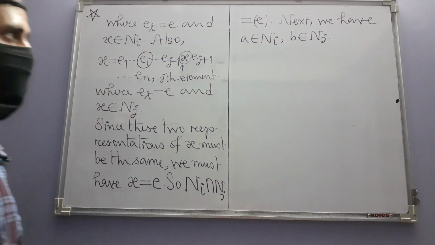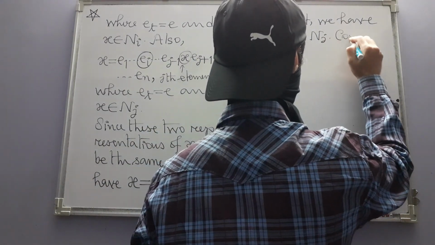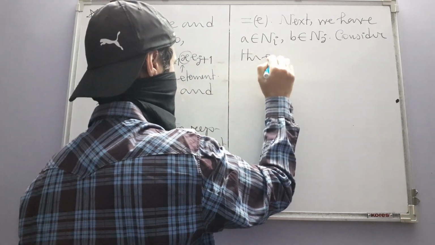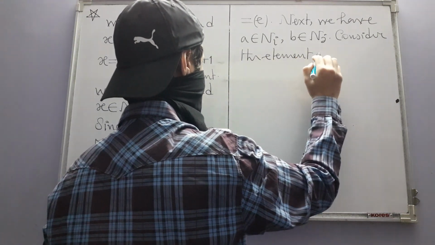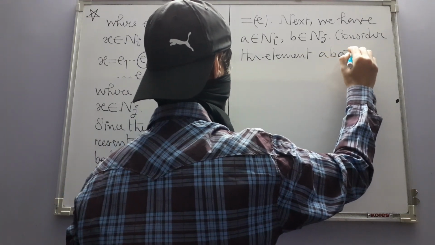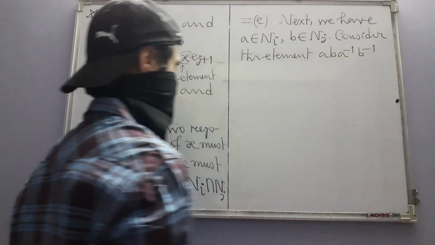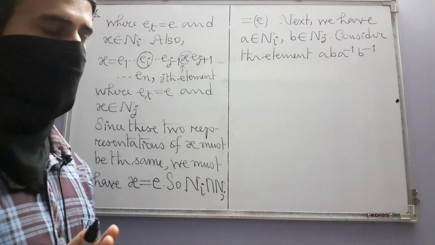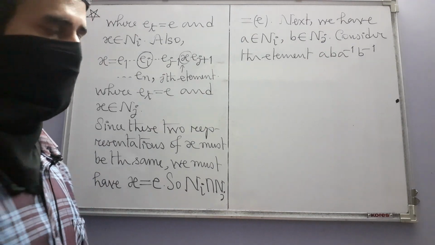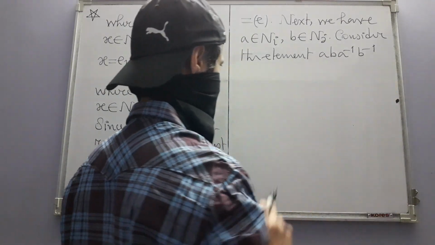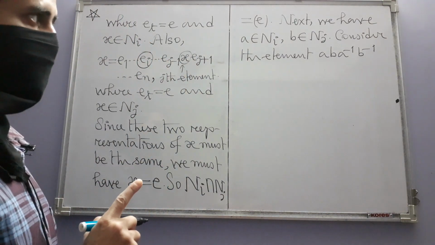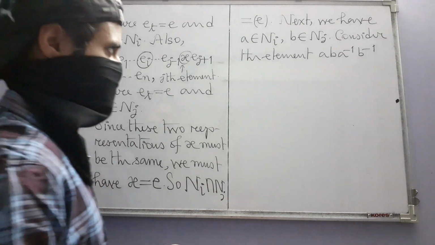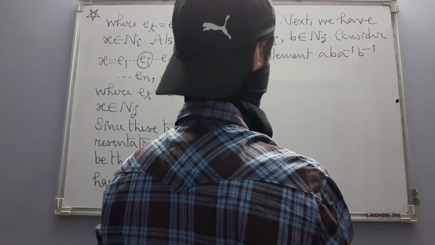Consider the element a, b, a inverse, b inverse. We already know that such an element is called a commutator, but that's not important right now. It's just a thing that we should know. We have already come across this type of thing when we defined the commutator subgroup or the derived subgroup of a group. But what role will it play now? Let us see.